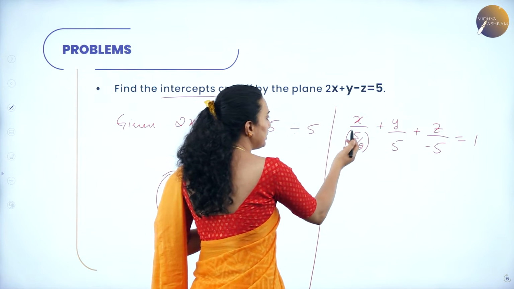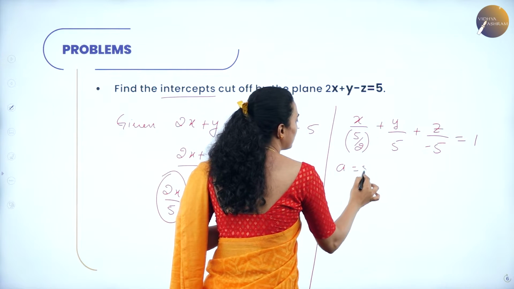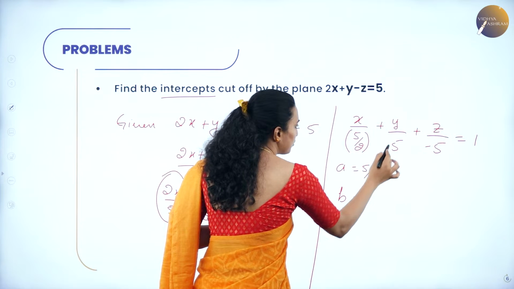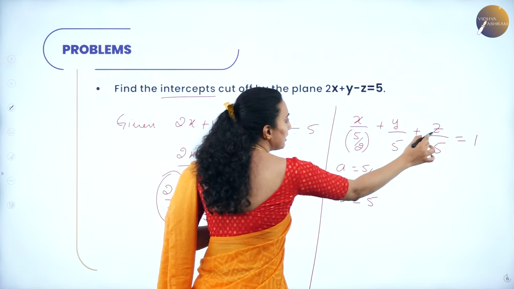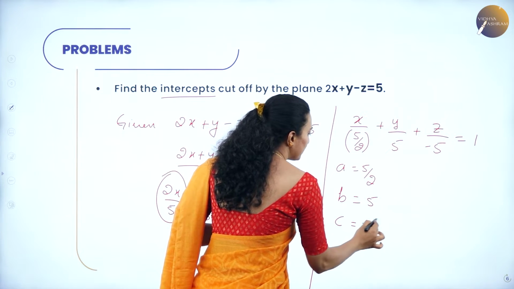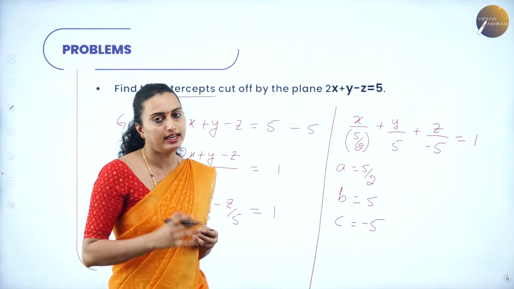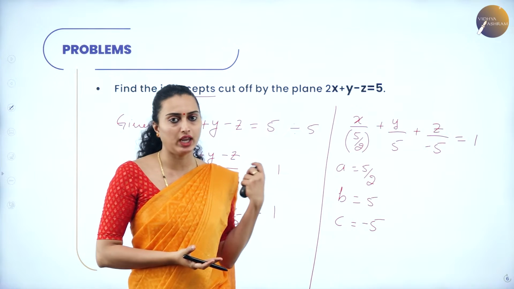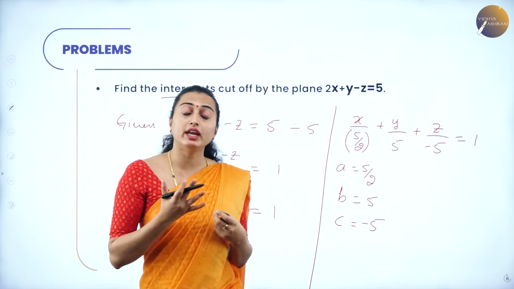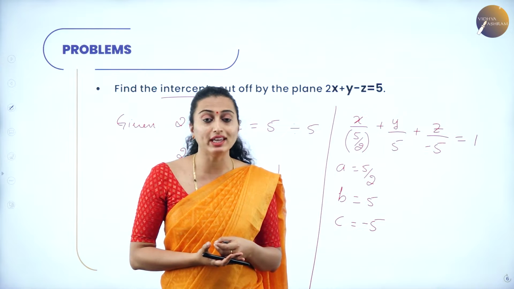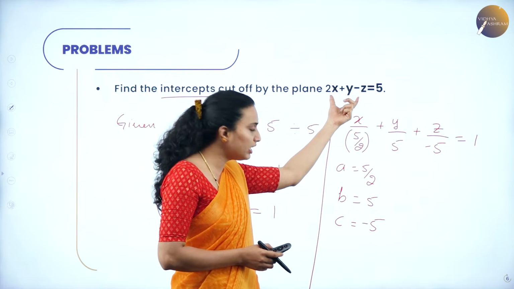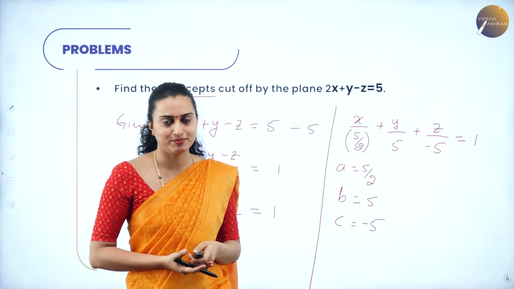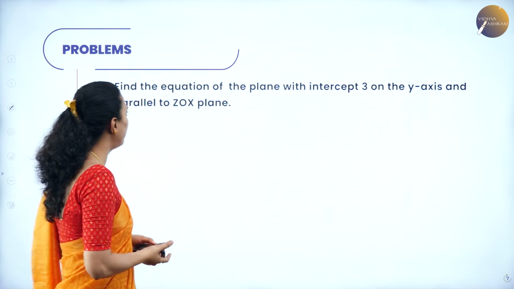So, what are the intercepts here? In x by A, A is equal to 5 by 2, which is the x intercept, and B is equal to 5, which is the y intercept, and C is equal to minus 5, which is known as the z intercept. That's it, and now you know two ways of doing a problem. In the last problem the intercepts were given and you had to find the equation. Here the equation is given and you need to find the intercepts. Now we'll move on to the next problem, dears.